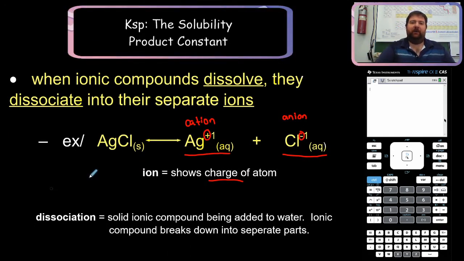When we talk about something called dissociation, what we mean is when a solid ionic compound is being added to water and therefore becoming aqueous. When that happens, the ionic compound tends to break down into its separate parts. So in this one, the AgCl is breaking into its parts, which are silver, which is a positive 1 cation, and chlorine, which in this case is a negative 1 anion.